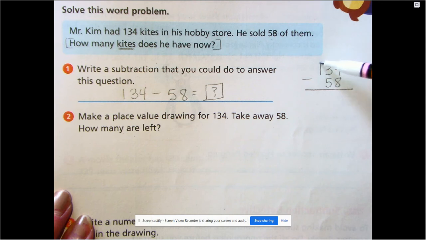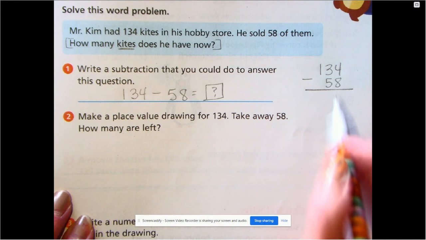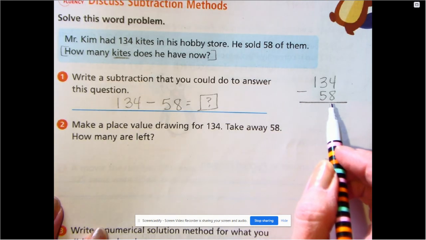Ones, tens, hundreds, thousands. Some of our friends are struggling still with what the names of these columns are, right? Ones, tens, hundreds, and then the next one would be thousands that we're going to work on in 3rd grade. Okay, so let's do this math problem together.